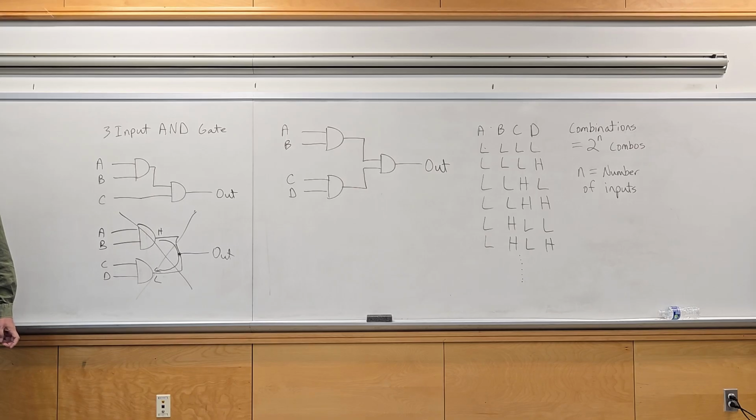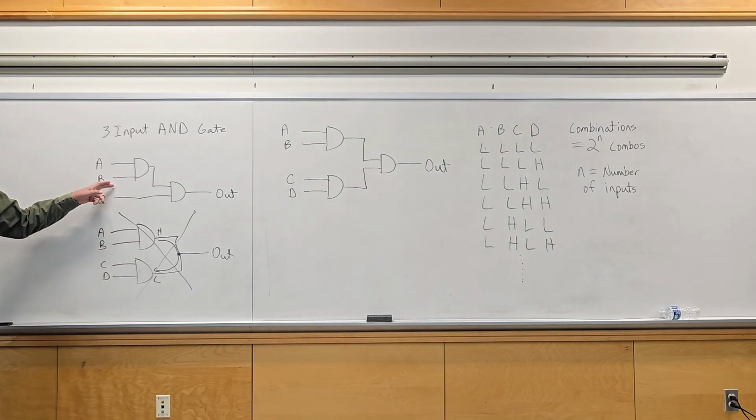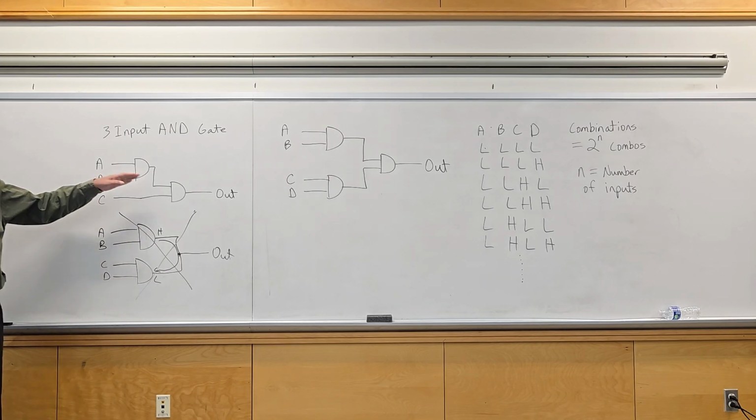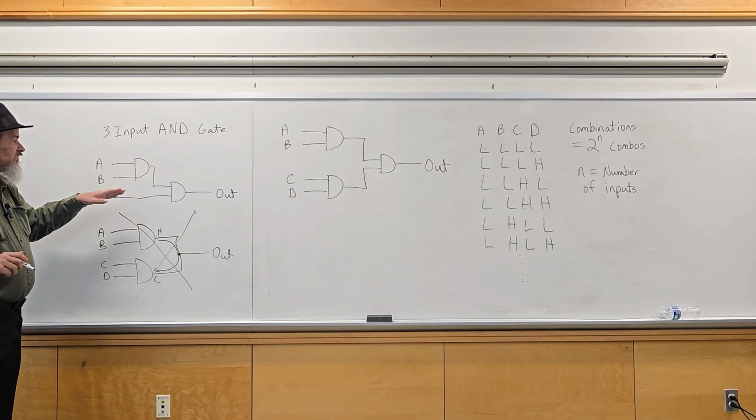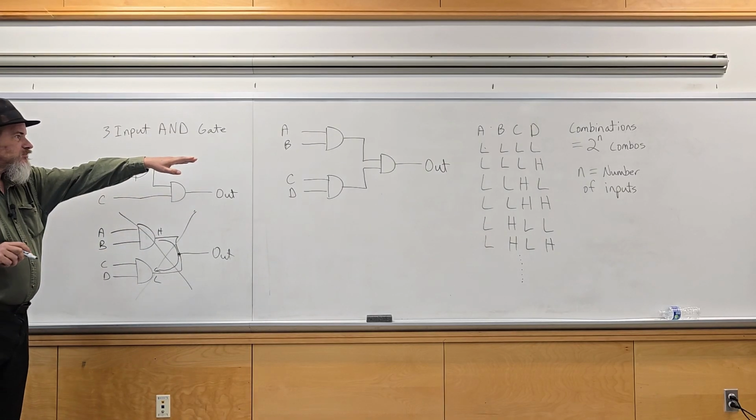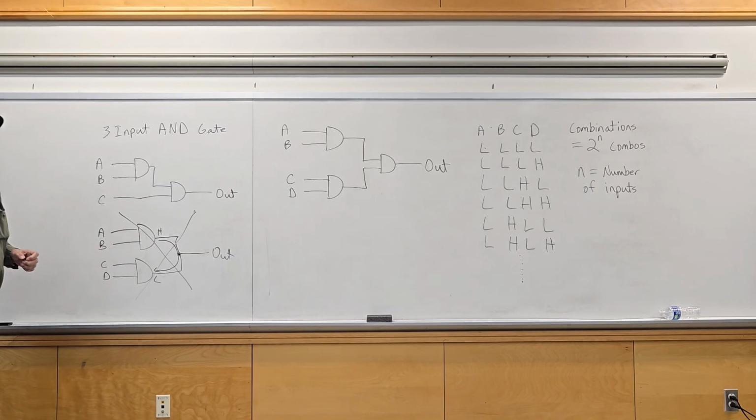No, not 3. 2 to the 3rd power, not 2 times 3. 8, yeah. So there would be 8 possible combinations for the inputs here. And in both of these cases, the 3-input and the 4-input AND gate, it's only high if all the inputs are high, otherwise it's going to be low.